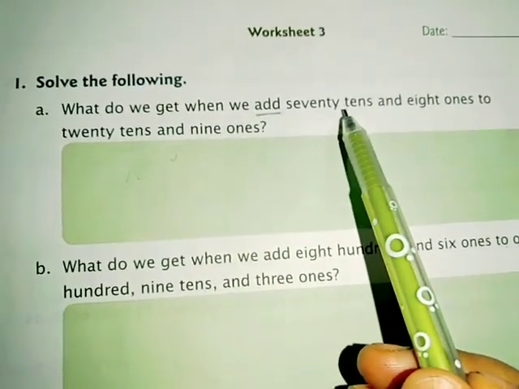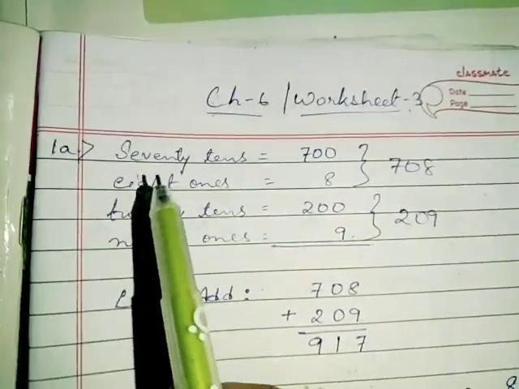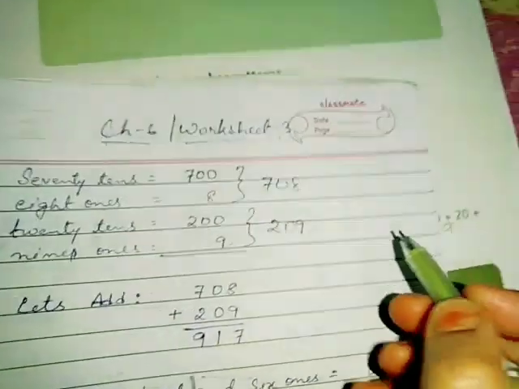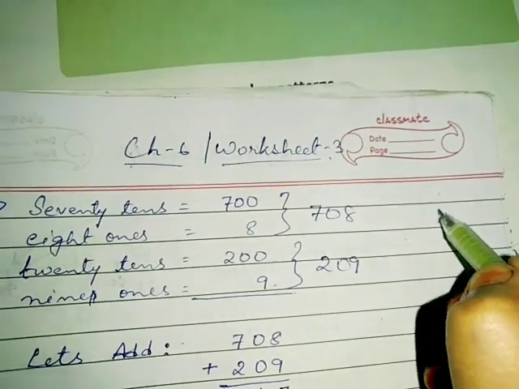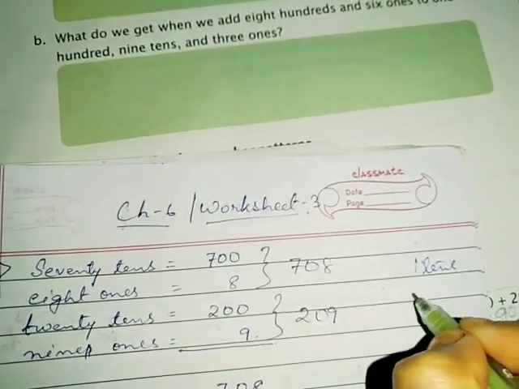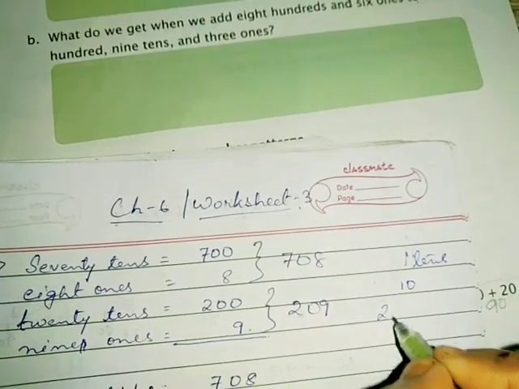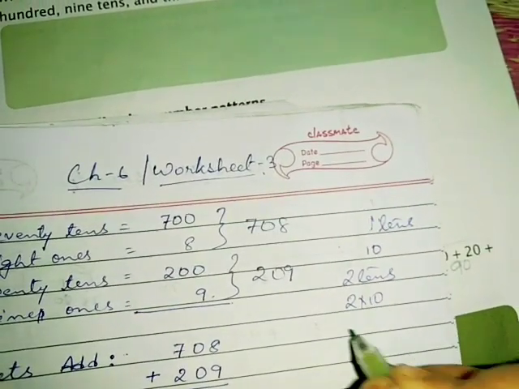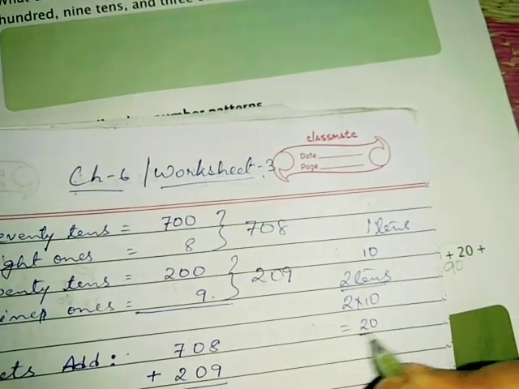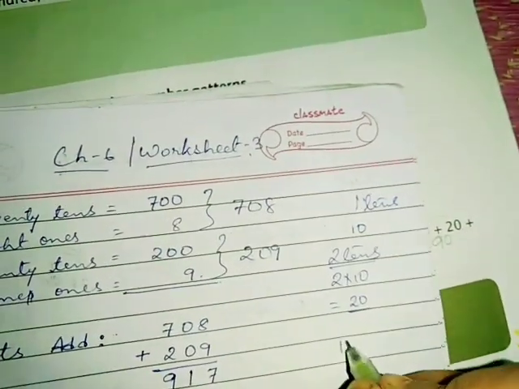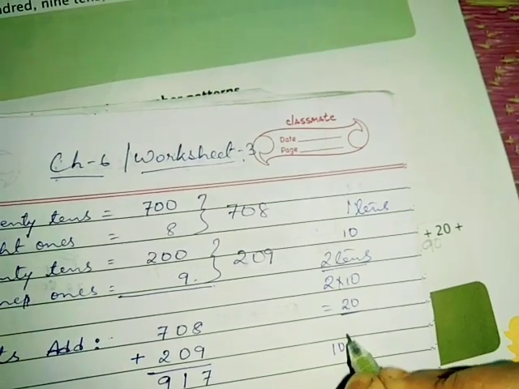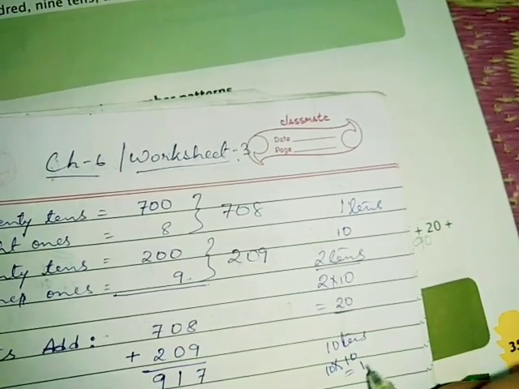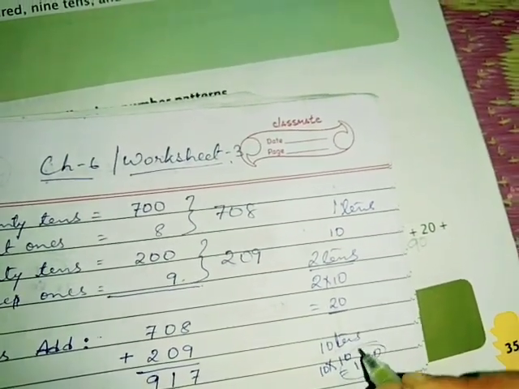Now what is 70 tens? 70 tens can be written as 700. Because earlier also we have seen that 1 tens, if I write here 1 tens, this means 1 into 10. 2 tens means 2 into 10, which will give me 20. If I write 10 tens, 10 tens means 10 into 10, which will give me 100. So 10 tens means 100.